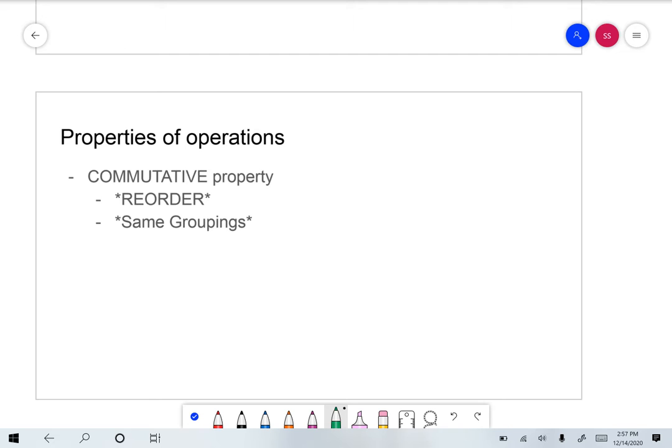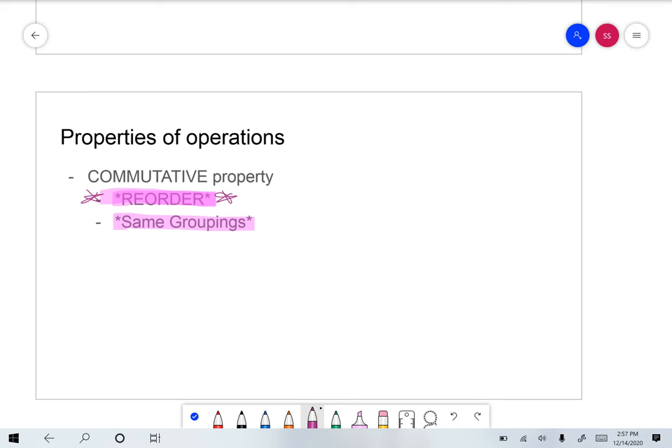So we're going to start with commutative property. Commutative property. The important thing to write down for commutative property is reorder. And if you can manage it, and I know you can, I would also write down same groupings. Okay, but reorder is really the most important part there. So before we get into what commutative property is, I'm going to give you a way to maybe help you remember that it means reorder.